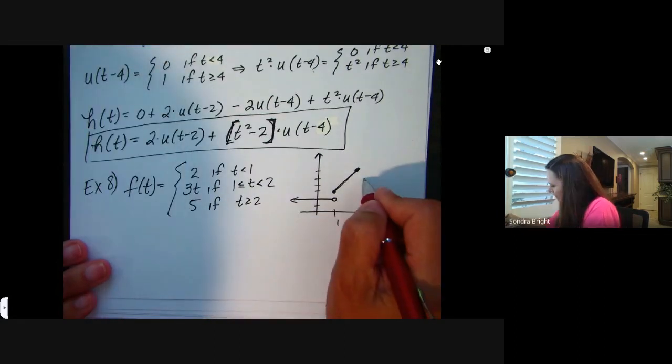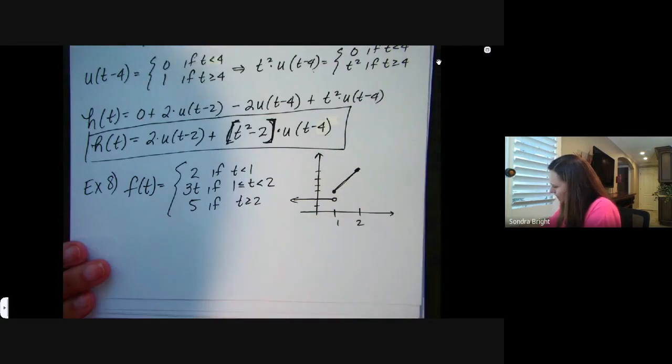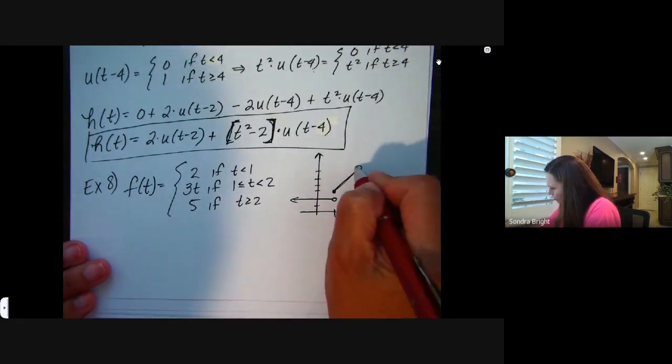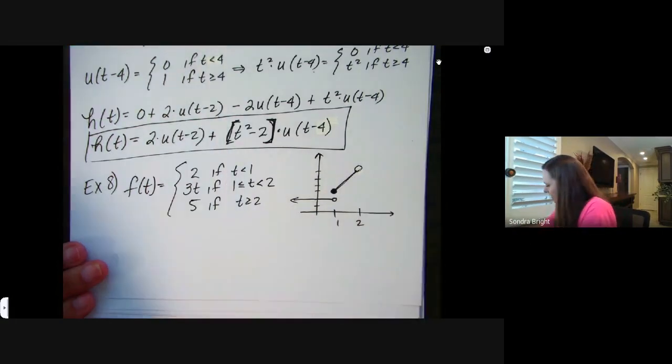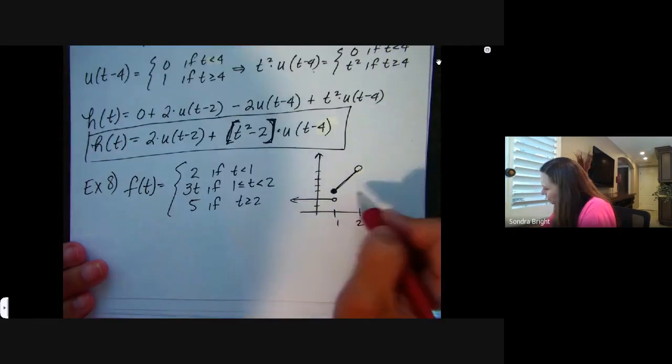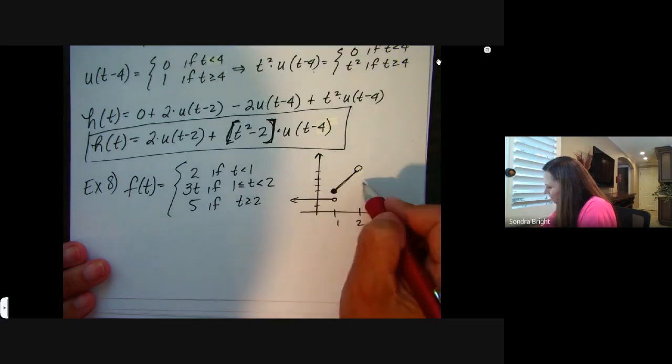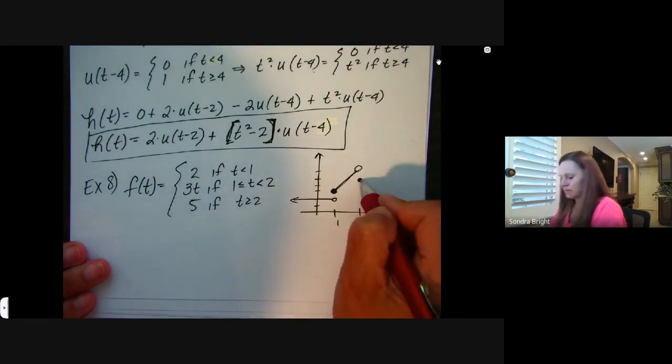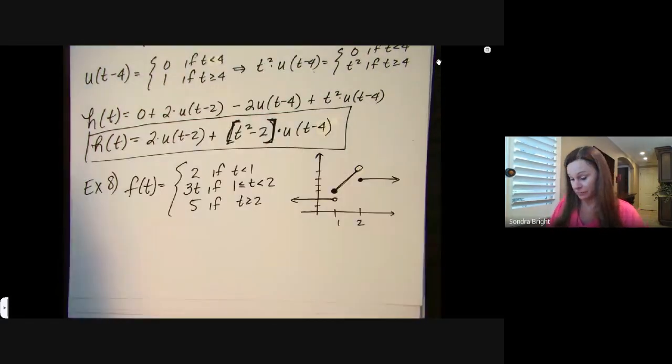Ooh, what did I do? I need an open dot on this guy. Open, closed. I over-exaggerated it, but whatever. Okay, 1, 2, 3, 4, 5. Closed dot and horizontal line that way. So there's what the graph of this piecewise function looks like.